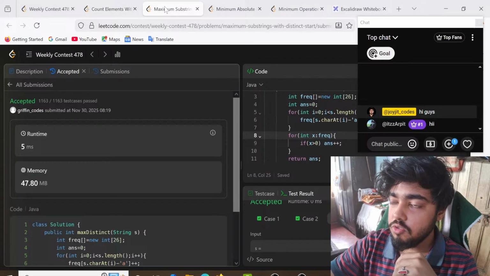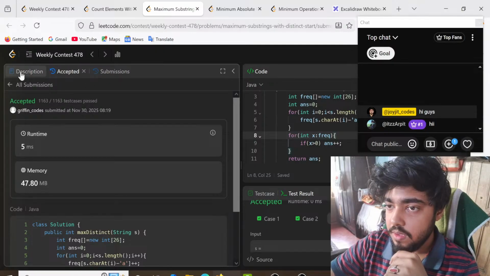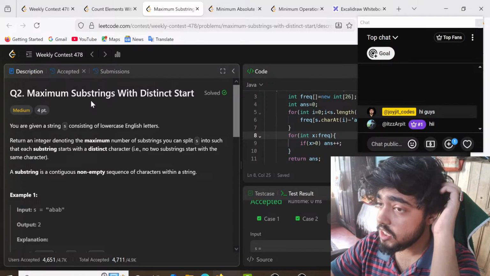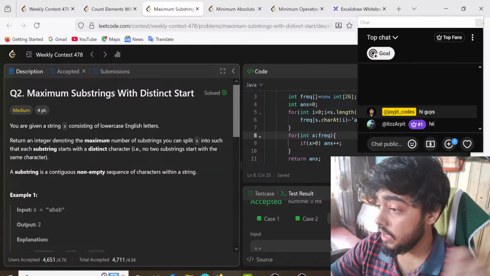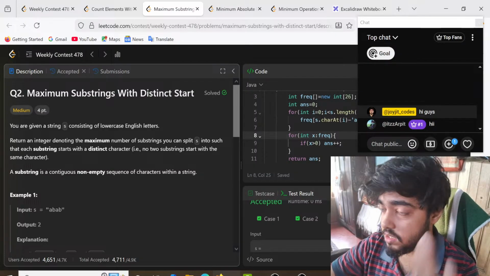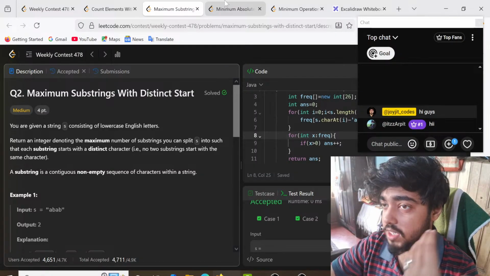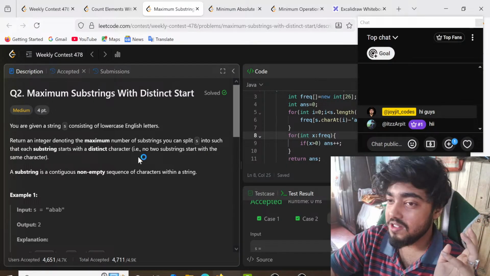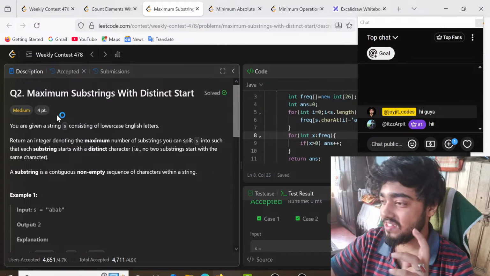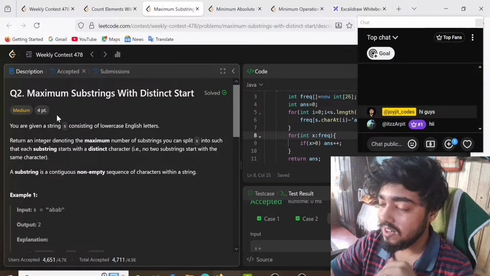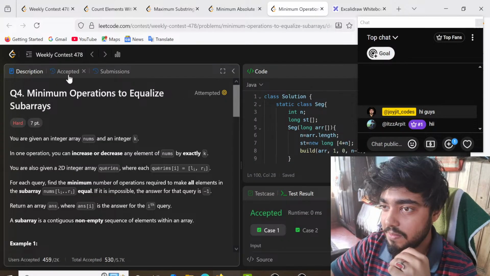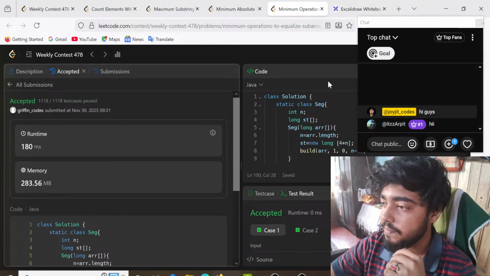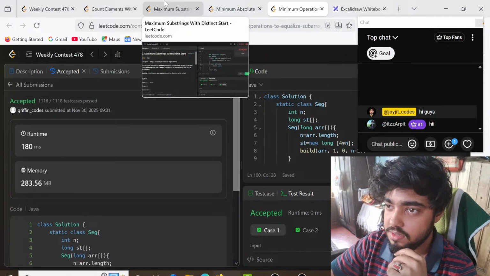So let's move on to the next question. The next question is maximum substrings with distinct start. I'm really amazed to see that this question was the second and third question. I felt that it was easier than the first question, and this is a very rare scenario in LeetCode. But the last question was quite hard for me. I did it, but not satisfied, I did it after the contest.